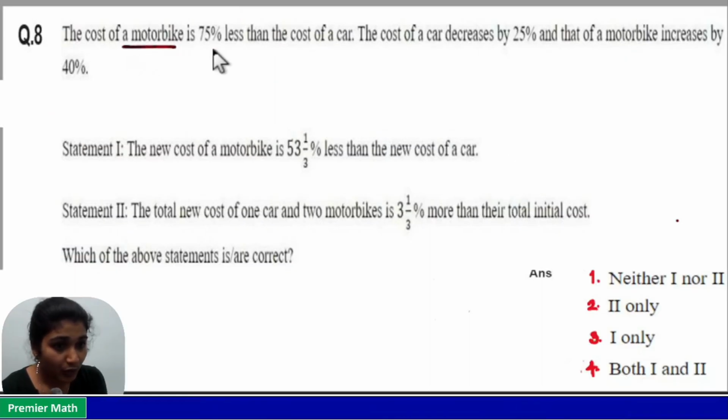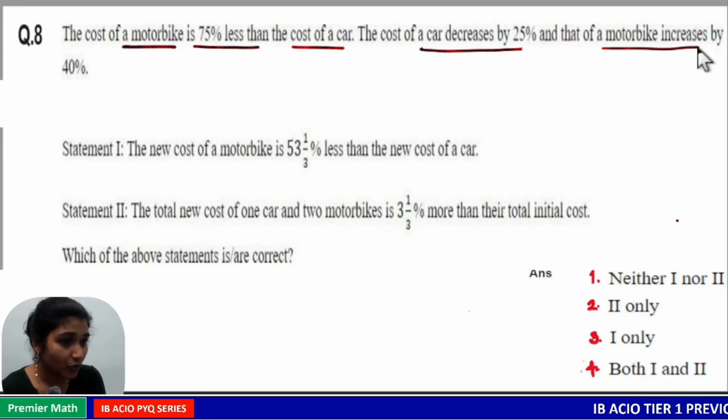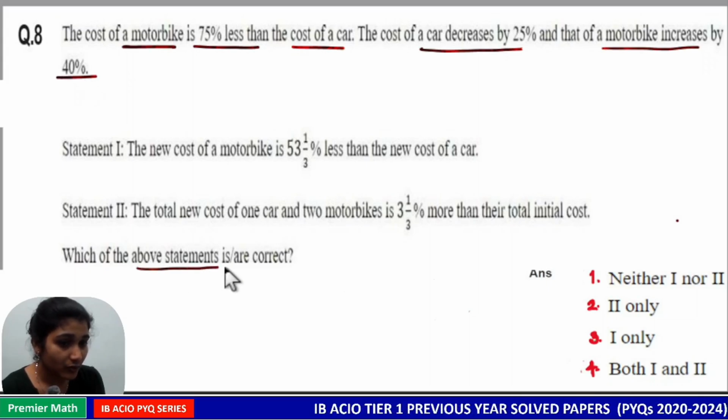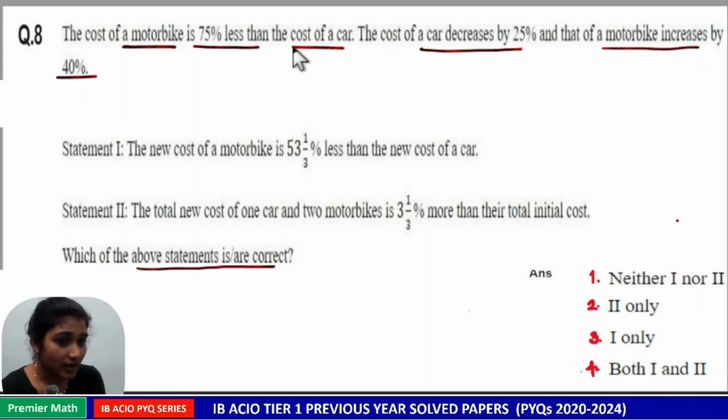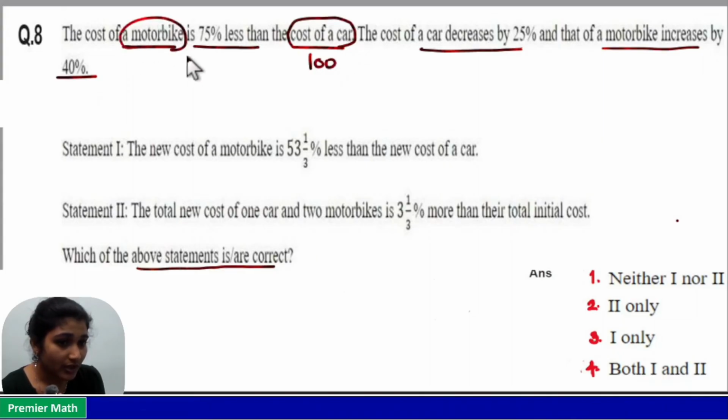The cost of a motorbike is 75% less than cost of a car. The cost of a car decreases by 25% and that of motorbike increases by 40%. Two statements are given. Which of the above statement is or are correct? Here consider cost of a car as 100 rupees. Then cost of motorbike is 75% less than 100, means cost of motorbike is 25 rupees.